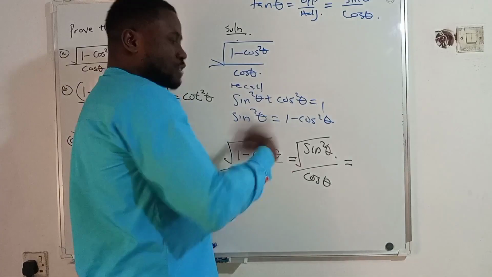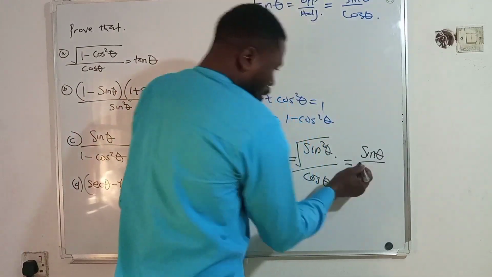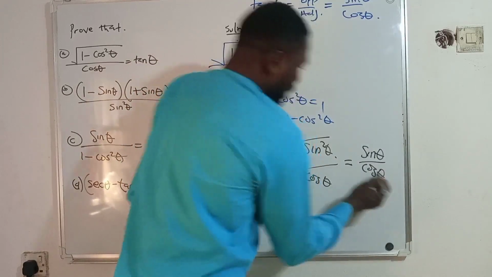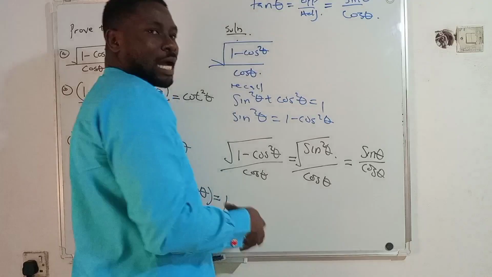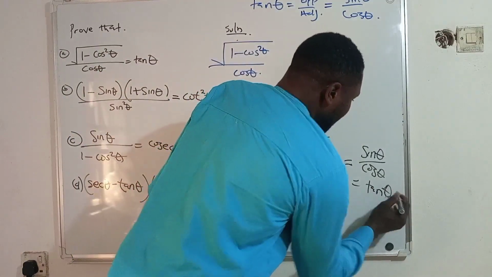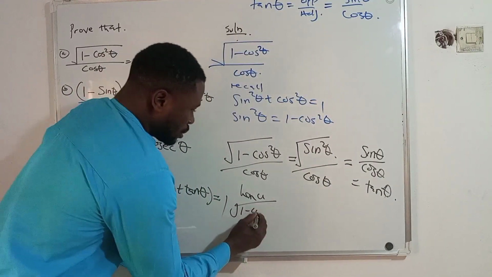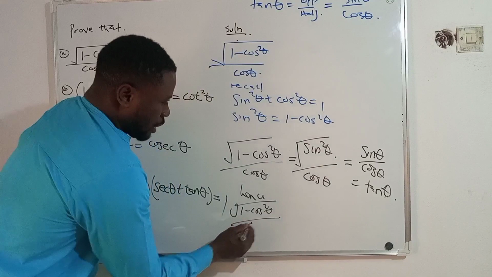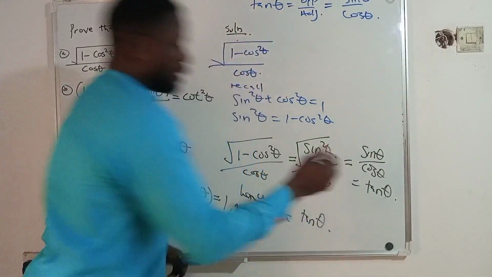Now the square root of sine squared theta is sine theta, and that will be all over what? Cos theta. Remember, I did say that sine theta all over cos theta is the same thing as tan, and so this is equal to what? Tan theta. Hence, you conclude that 1 minus cos squared theta all over cos theta is equal to what? Tan theta. You see, simple.